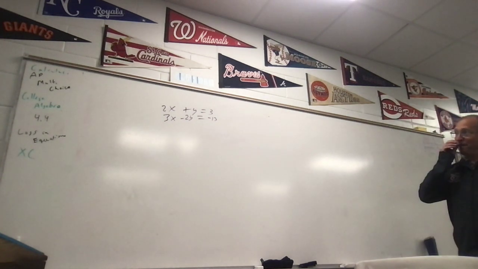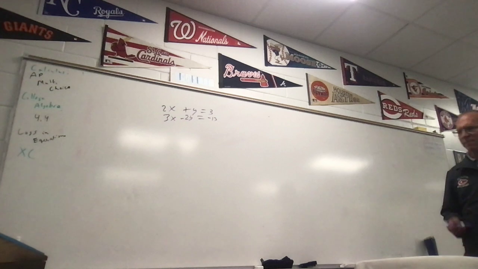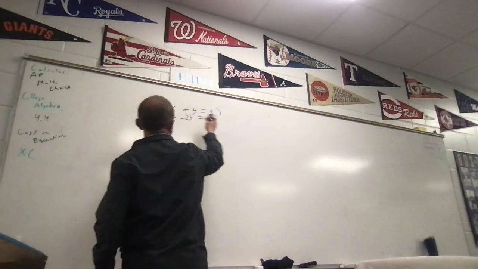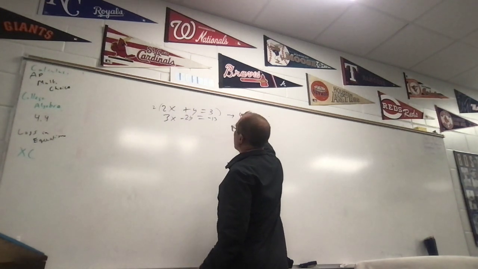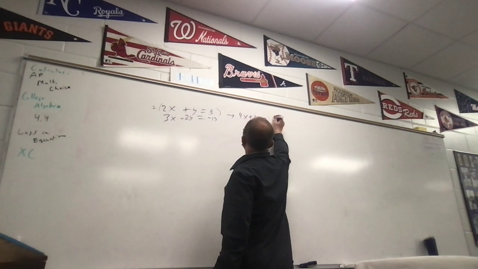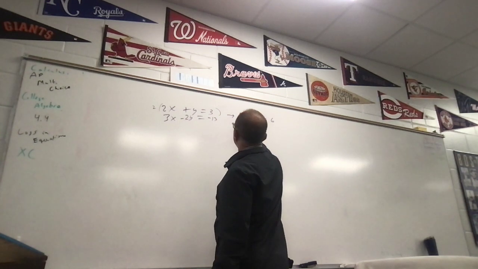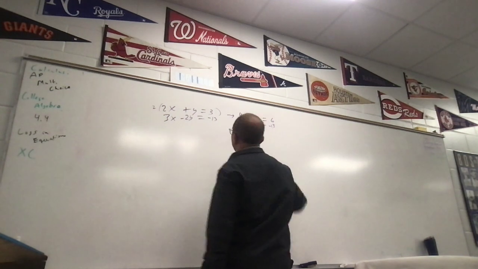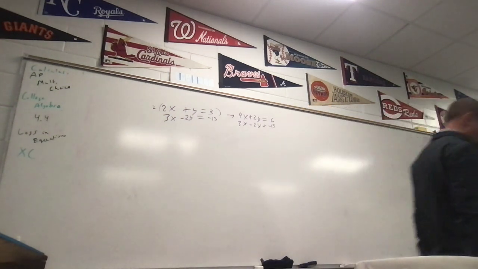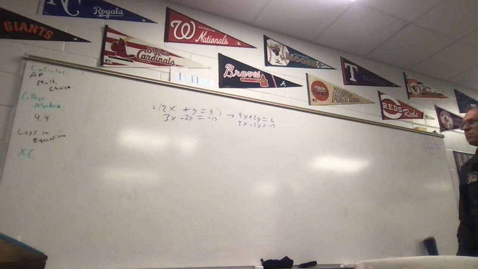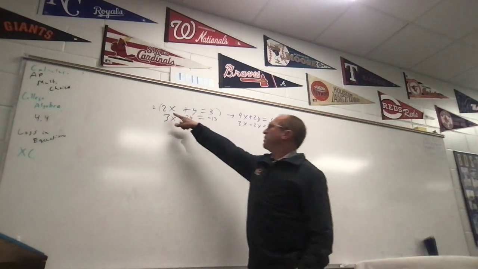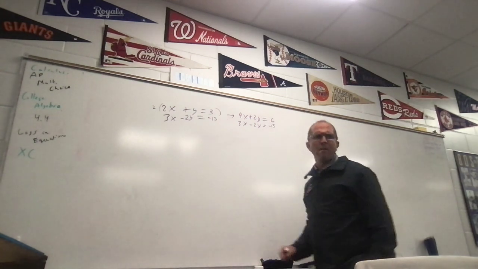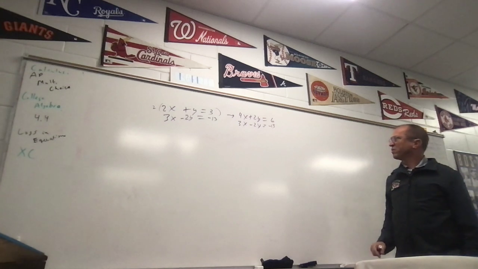I'm going to multiply my top equation by 2, and that will help me eliminate my y's. So I've got 4x plus 2y equals 6, and 3x minus 2y equals negative 13. The most common mistake made in elimination problems is, you distribute and you get this and this, but then you forget to multiply the final term by that value.